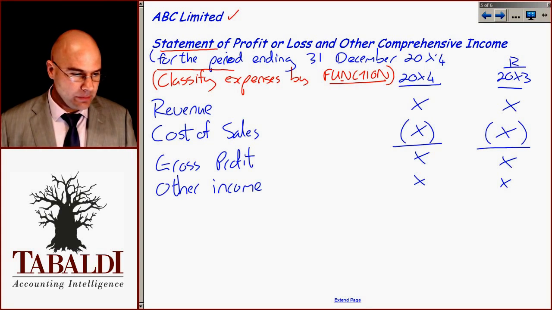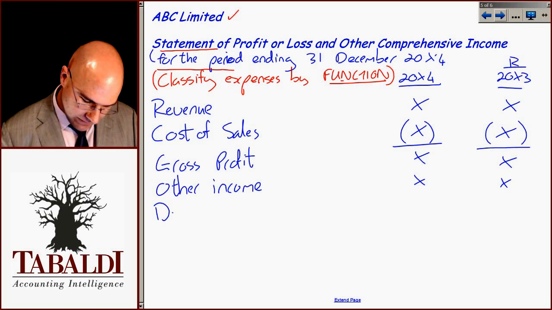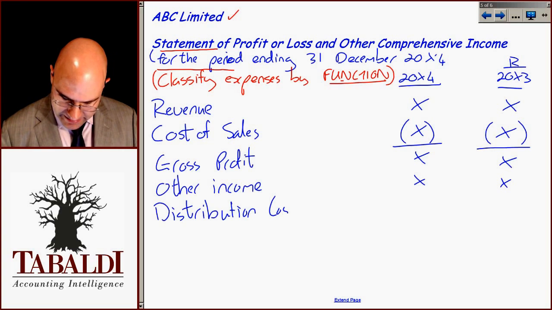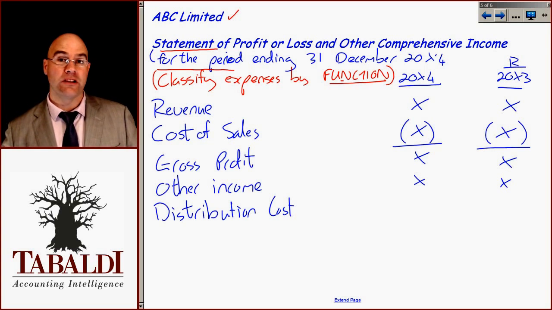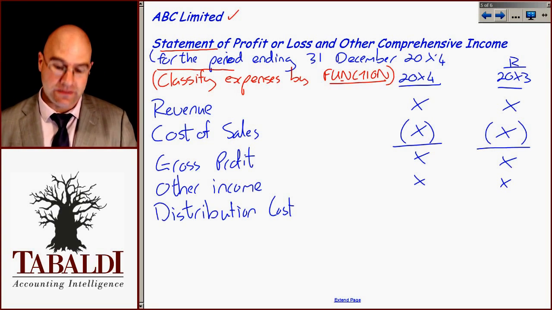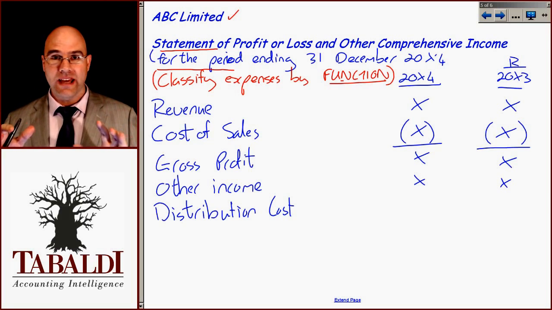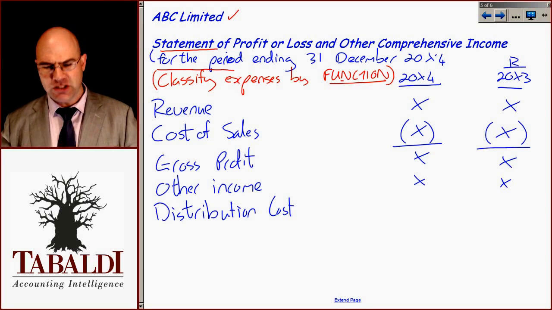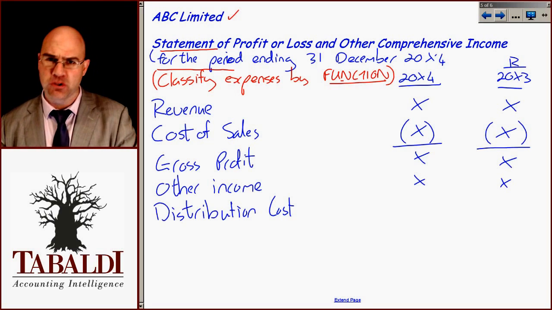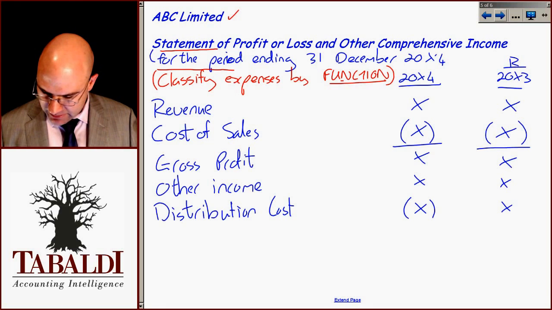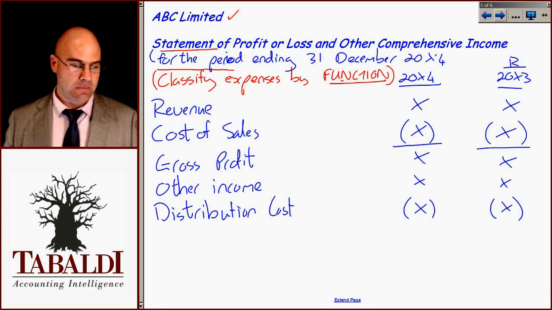Okay, next up, we must classify or put all distribution costs together. So back to my table scenario, let's pretend I've got a whole bunch of shops countrywide as well as a factory, and what I do is I have to send out all my tables to these different shops. Well, there's going to be trucking expenses, there's going to be petrol for the trucks, etc. So all those distribution expenses will get grouped together, and that is an expense, so it's a negative in brackets.